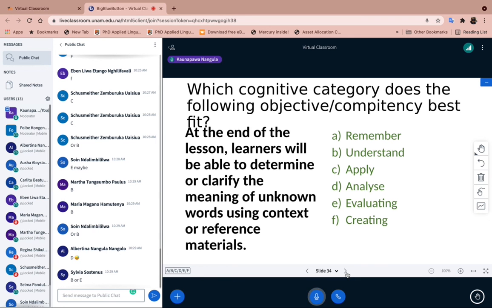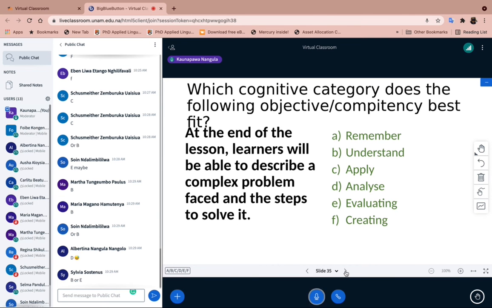I think the best here, it's not so much evaluating, right? You are not evaluating anything. It's so much showing that you understood the meaning of the word. So B, I feel like B will be the best here because you want them to show the meaning. Do they understand what the word means? Okay, so understanding, I feel like, will be the best one here. And then I think this is our last one.